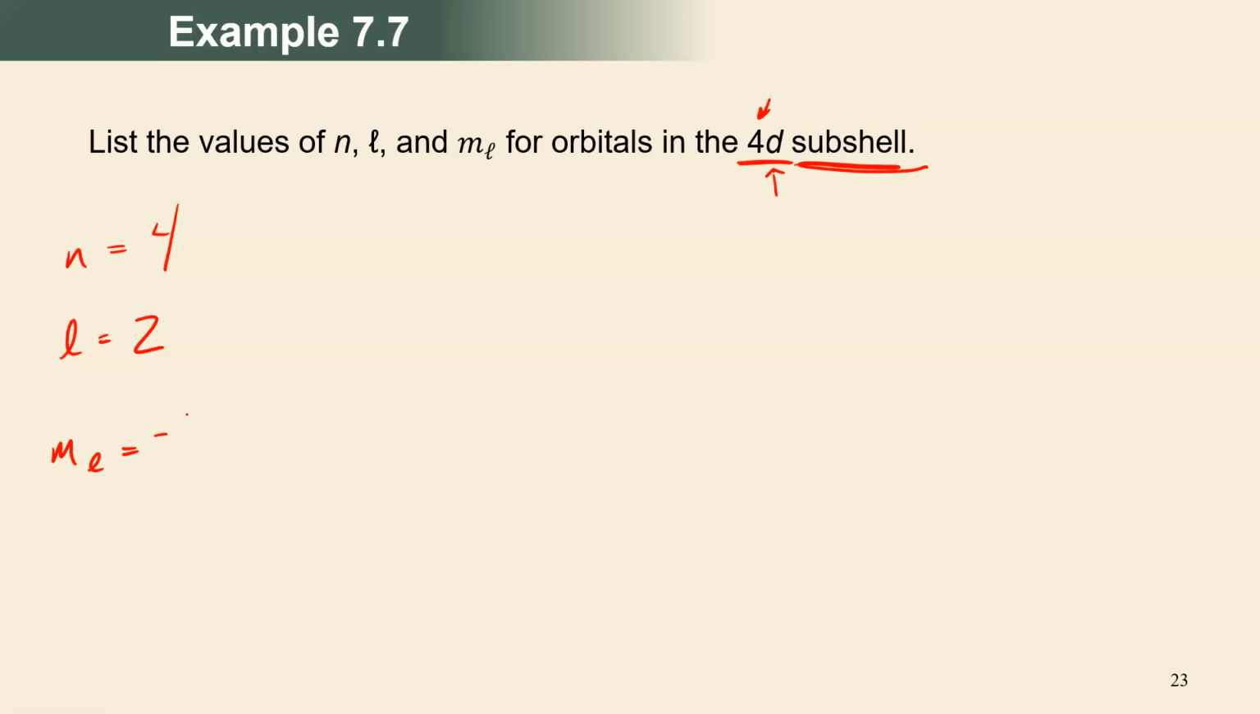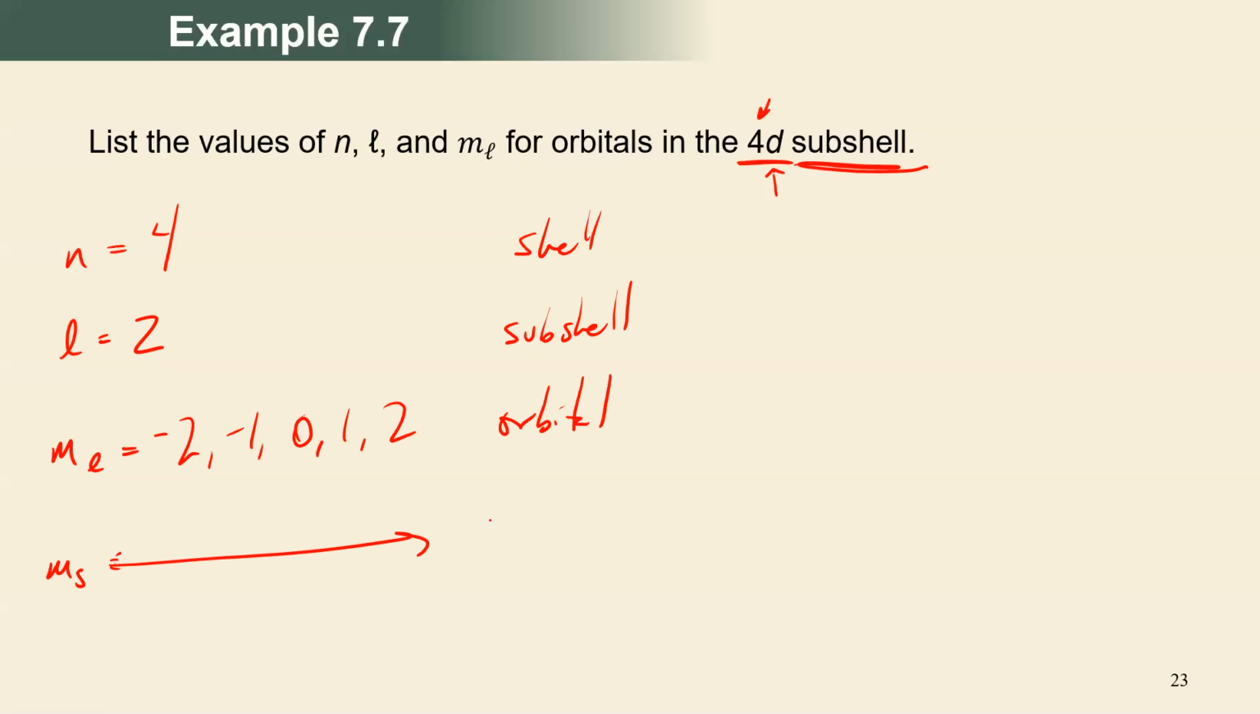That would be -2, -1, 0, 1, 2. That's it, right? And so as specific as we've gotten is to the subshell. So remember, this is shell, subshell, orbital. And remember, m sub s gets us all the way down to which electron we're talking about, right?